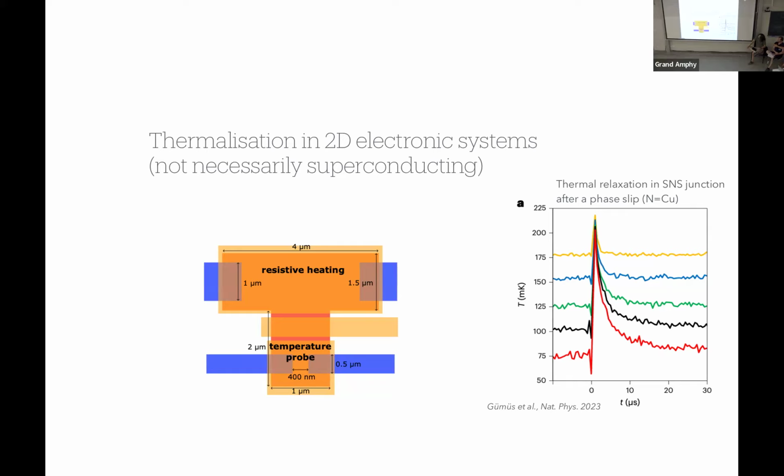Typical experimental configurations are like this. There is an absorber, something that is picking up heat.